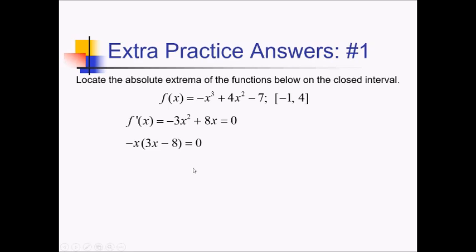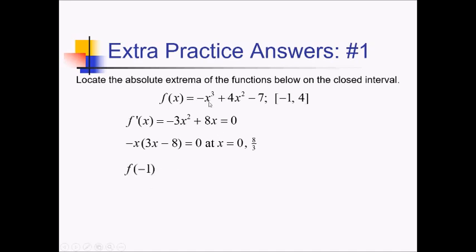So we get critical values then of 0, and plus 8 divided by 3, so 8/3. And those are both on the interval from -1 to 4, so we have to test them out as well. Yep, they are both on that interval. Okay. So we'll start by testing out -1.